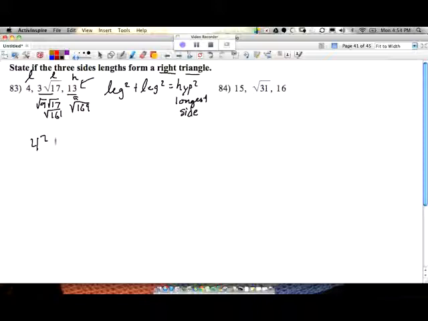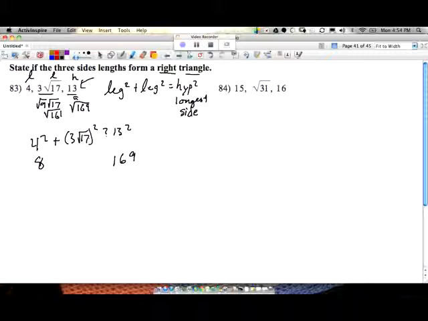So let's check them now. 4 squared plus 3 radical 17 squared, and then we're not sure, question mark, 13 squared. Maybe it's equal, maybe it's greater, maybe it's less, we don't know. So 13 squared, that's 169. 4 squared here is 8, and we actually just figured out 3 radical 17 squared, did we? Yeah, it'd be 161. So let's see if this works.